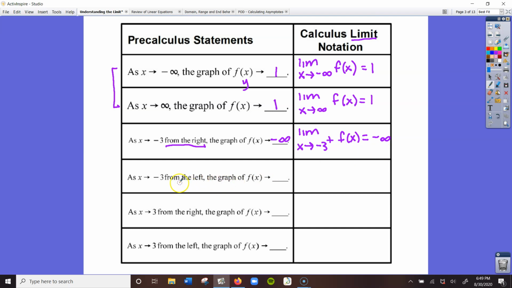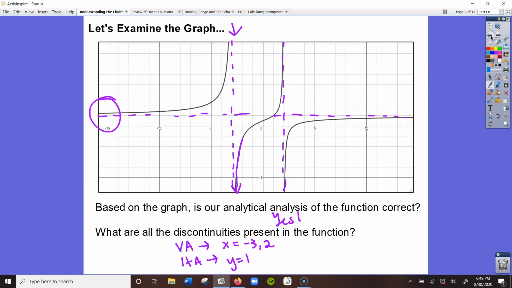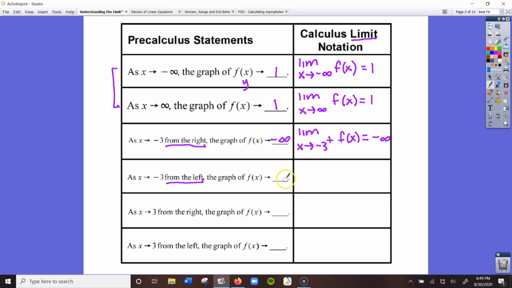Now we're going to examine that same value, but from the left. So I look back at my graph. Here's x is negative 3, our vertical asymptote, and we see that on the left side the graph is going up forever. Therefore, the graph of f of x is approaching infinity. And our limit statement would be written as the limit as x is approaching negative 3 from the left of f of x is going to equal positive infinity.